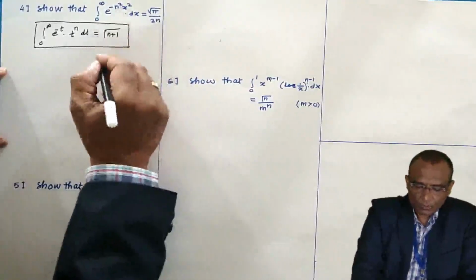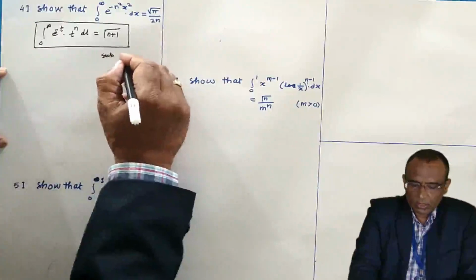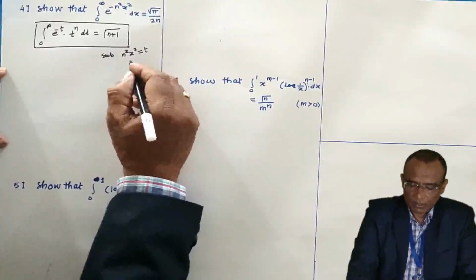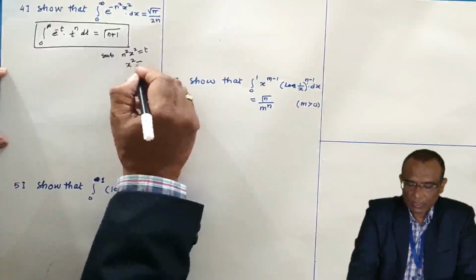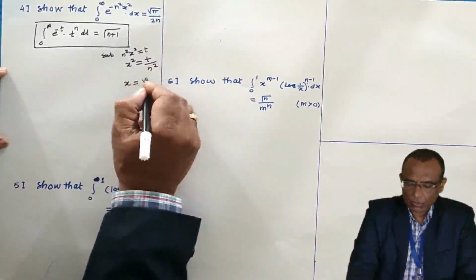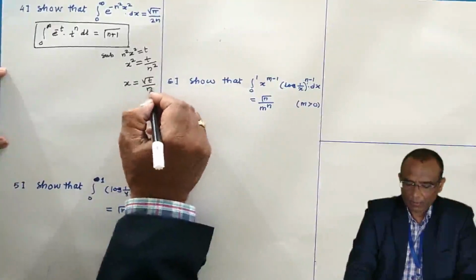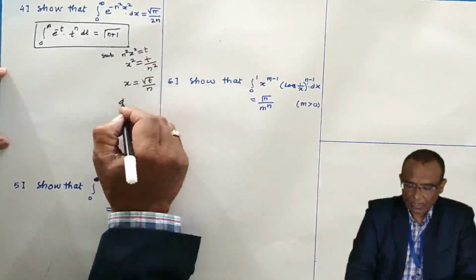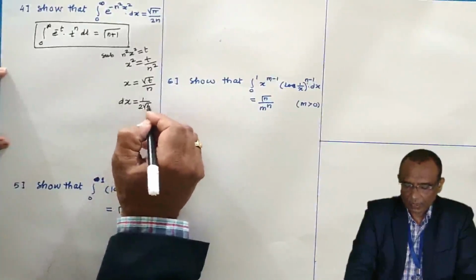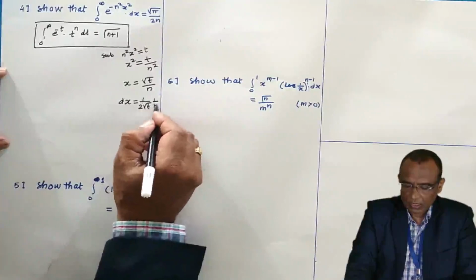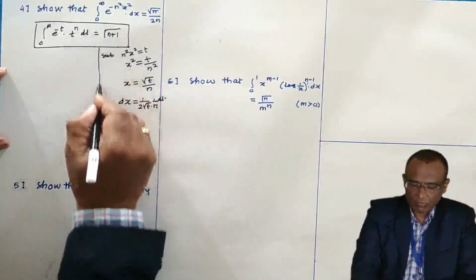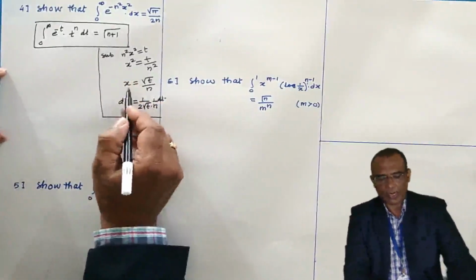Now what I am going to do is substitute n square x square equal to t. Then x square equals t by n square. Taking the square root of both the sides, x is root t by n. Once you get the value of x, take the derivative: the derivative of root t is 1 by 2 root t, n is as it is, and the derivative of t is dt. So this is the value of dx.